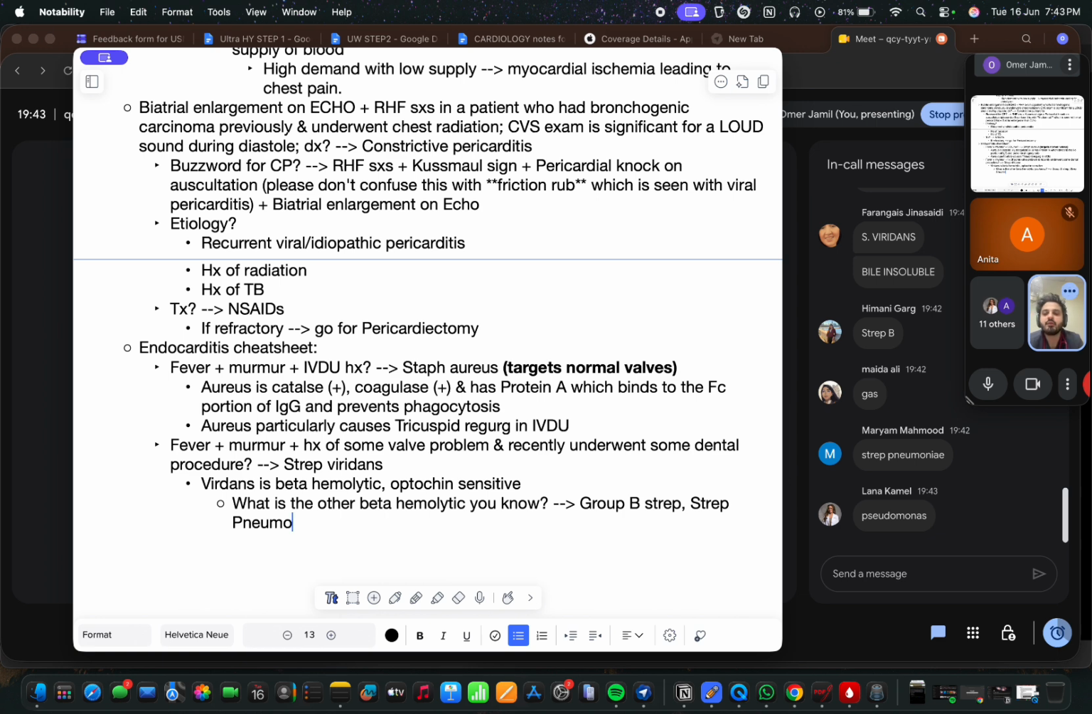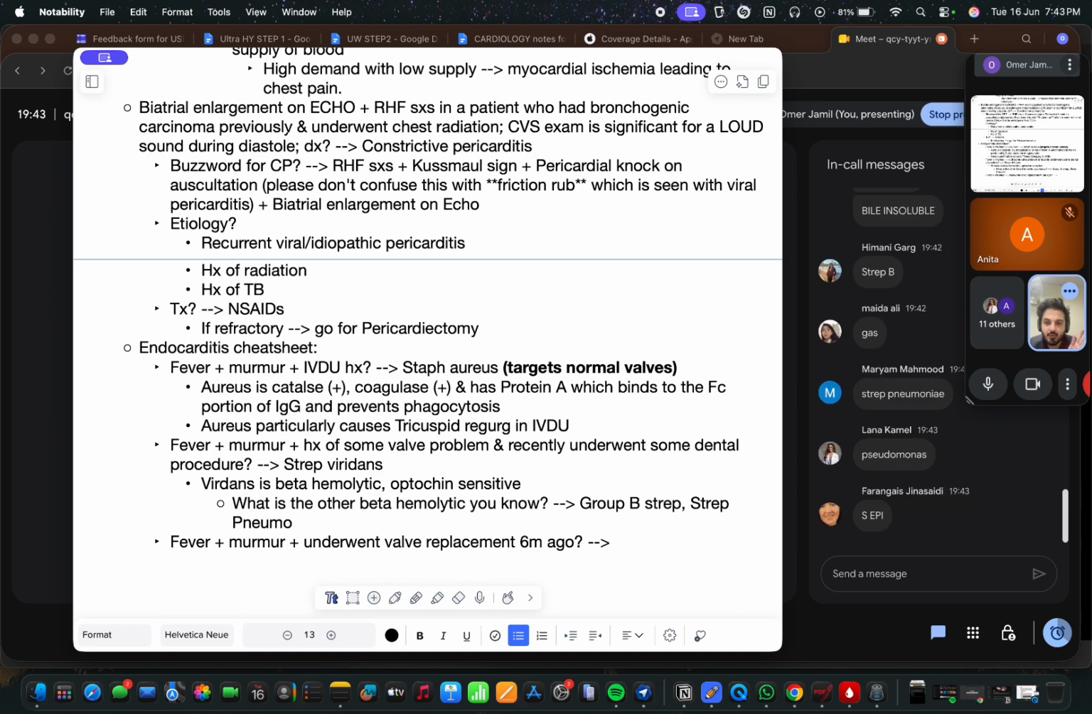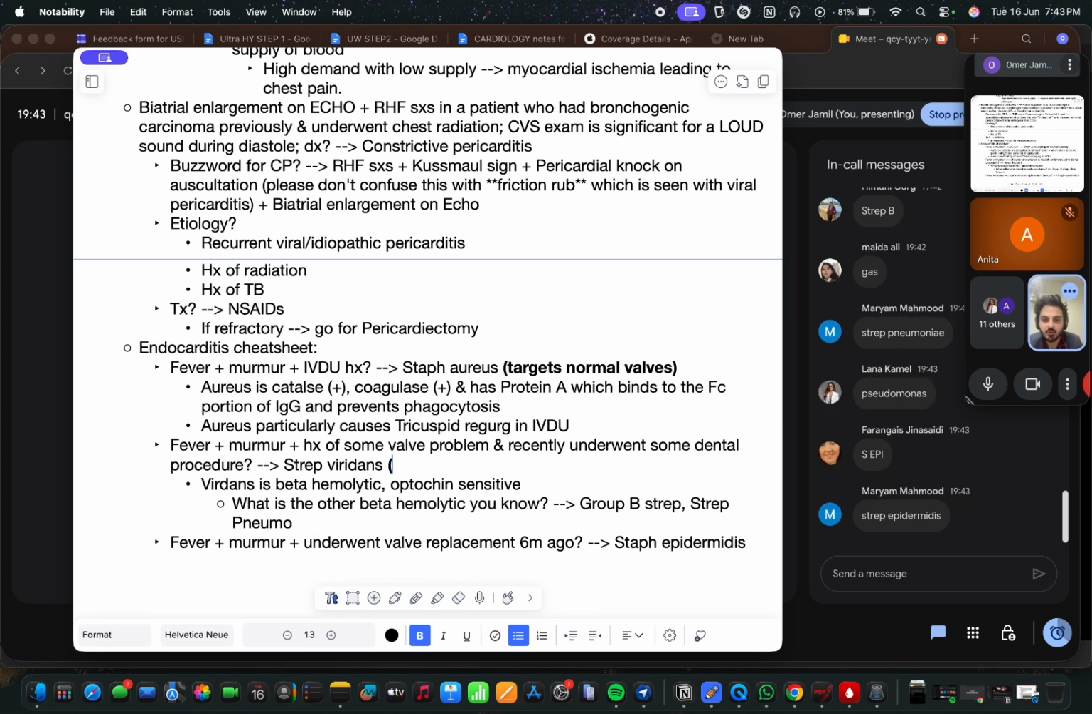Okay. Then fever plus murmur plus underwent valve replacement 6 months ago. Bug. What are you thinking about? Staph epidermidis. Okay, epidermidis. Now here I again forgot to mention targets previously damaged valves. And they can easily give you a question.